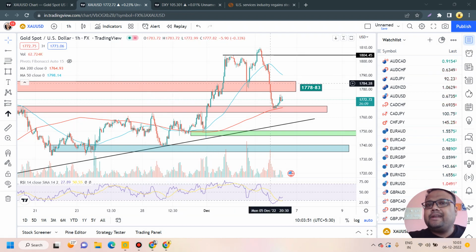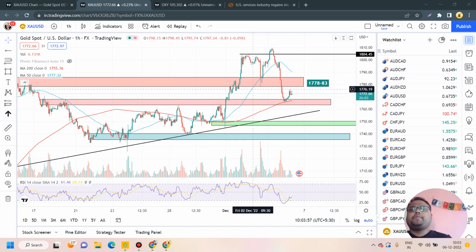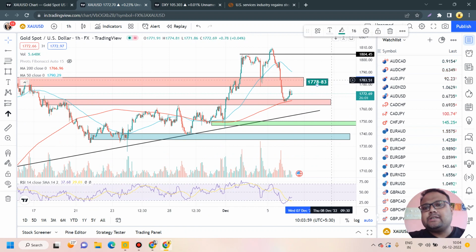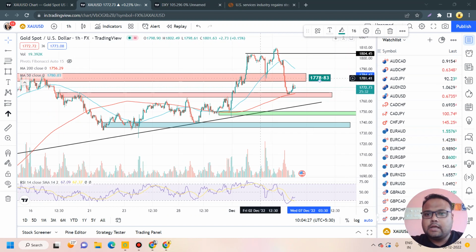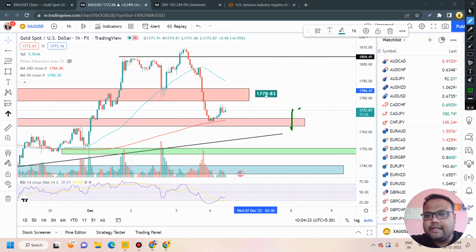We had a strong level and it was gone, so right now we don't have any strong level. Okay, so be careful. 1778 to 1783 is the new resistance for the market as of now, but this is not a very strong resistance. And if the market falls, then I think this time market will test 1763.